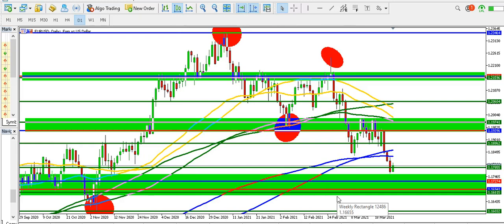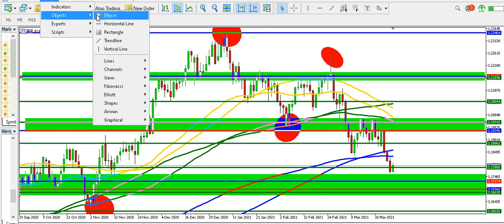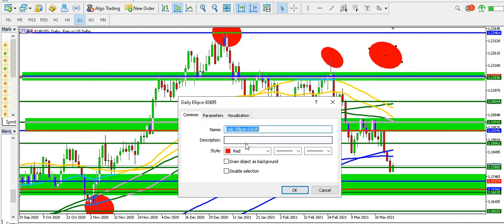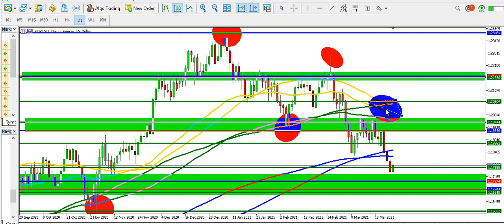Okay, so I can see my resistance around here. Let's change the color to blue. This is a solid resistance area for price. You can see another resistance area around here. This is another resistance area.